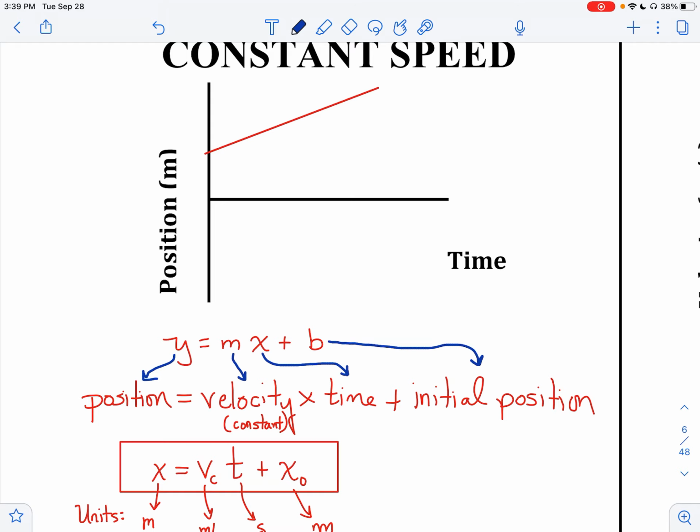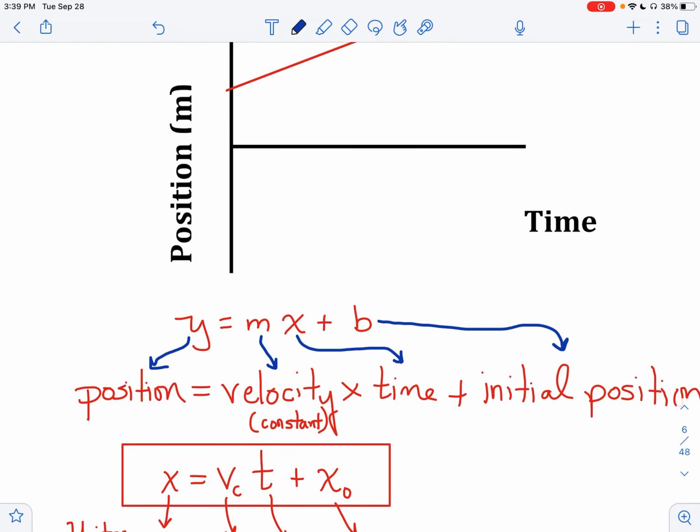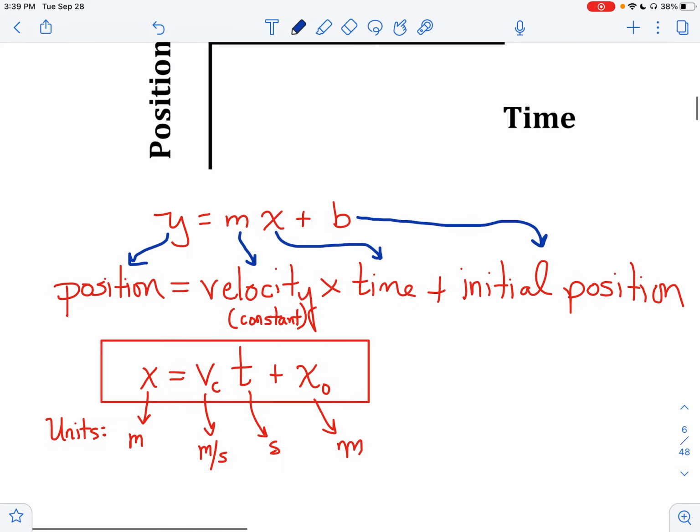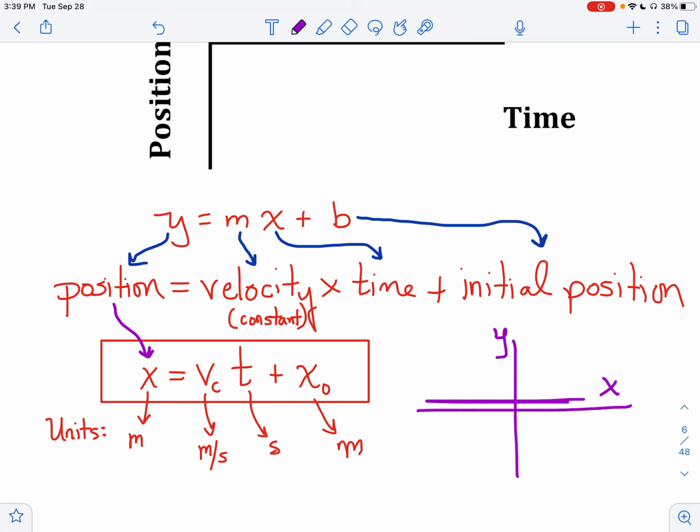Now, we don't want to write this out in full words every time, so we're going to use some shorthand. Instead of position, because we're talking about things going horizontally, we're going to use the variable x. Because on a number line, if we're moving horizontally, and we're in math class, we have x and y. So if I'm going left and right, that's along the x-axis. So we call our horizontal position x.